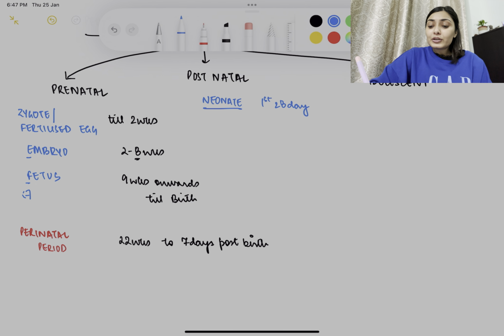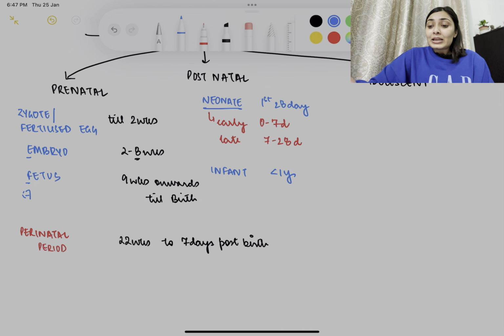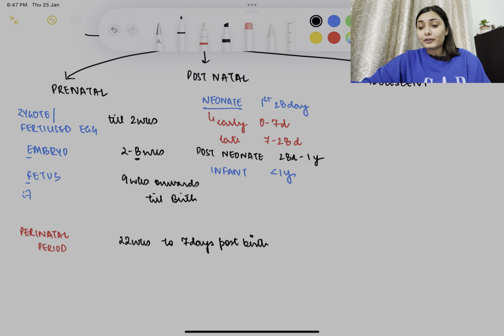This is further divided into an early neonate and a late neonate. Early neonate is the first 7 days of life, and after that, 7 to 28 days is the late neonatal period. Now coming to infant. Infant is someone who is less than 1 year of age. Infancy includes the neonatal period as well. There comes the role of a term that is known as the post-neonate phase. This is from 28 days to 1 year of life.